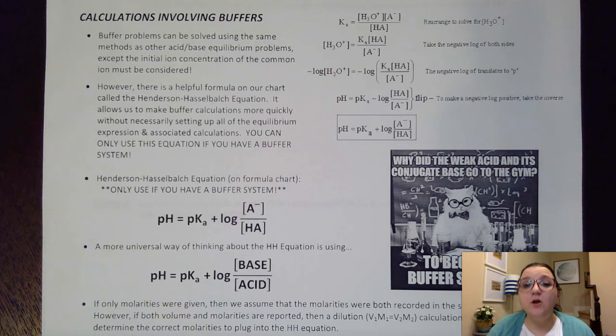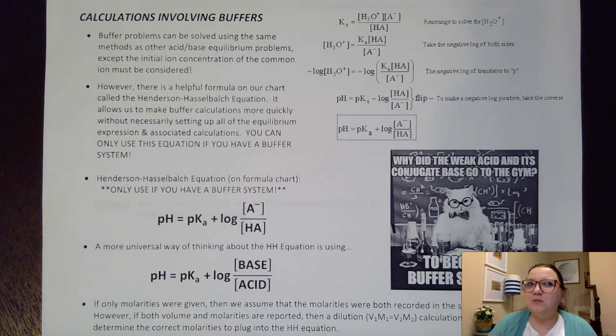Now, if you're given only molarity information about your substances, we assume those molarities were recorded when the solutions were already added together. So you can plug your data straight into the HH equation at that point. However, if they did give you volume information along with the molarities, then the molarities were only true at those individual volumes. Therefore, you're going to have to figure out what the new molarities would be once I add the volumes together before I can plug into the HH equation.